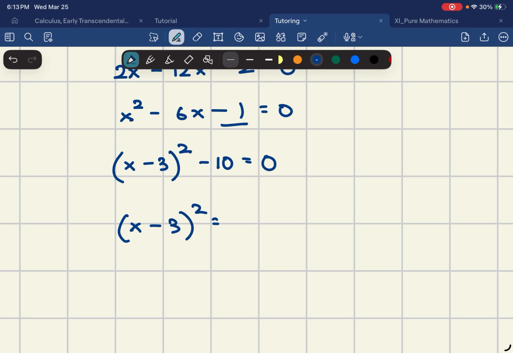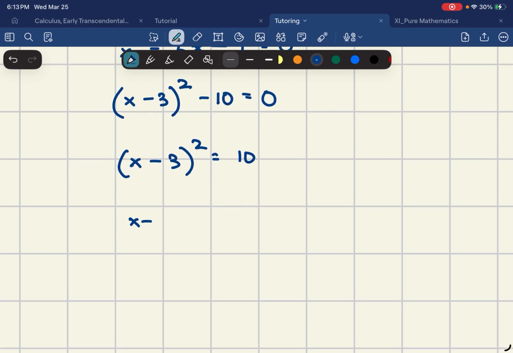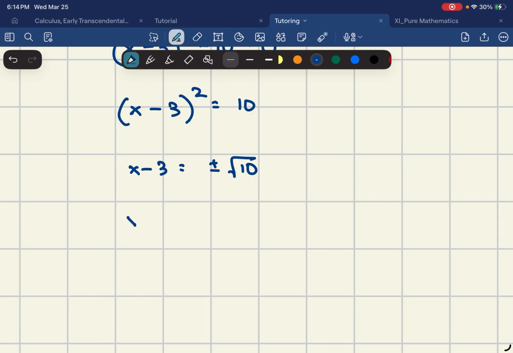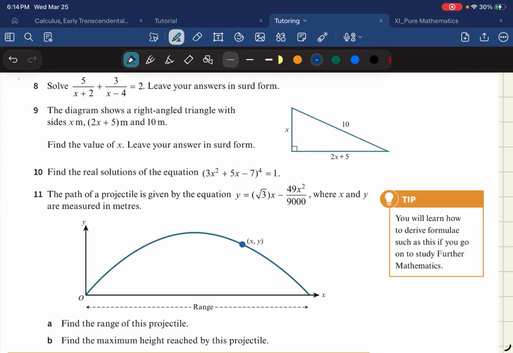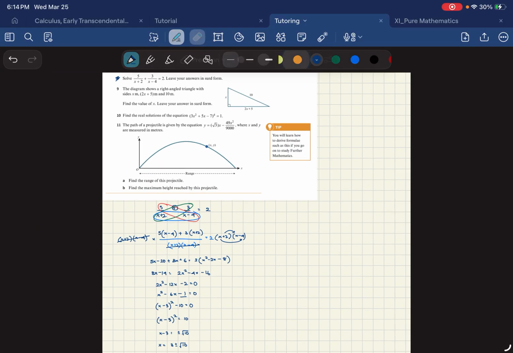So that is going to give me 0. So x minus 3 squared is 10. x minus 3 is plus or minus the square root of 10, because if I take the positive square root of 10 and I square it, I still get 10. If I take the negative square root of 10 and I square it, I still get positive 10. So both of these answers are valid. And finally, my answer will be 3 plus or minus the square root of 10. So that is the answer to question 8. All right.